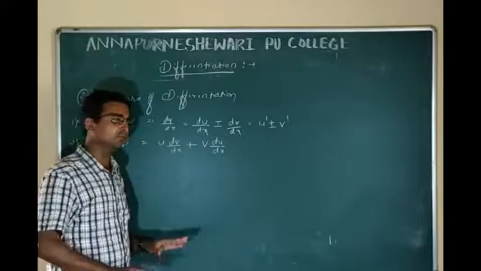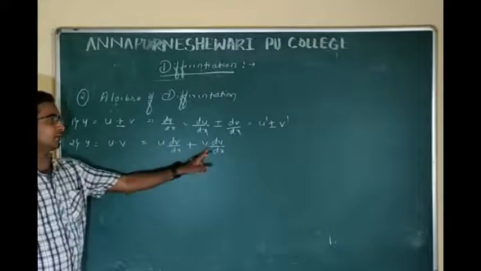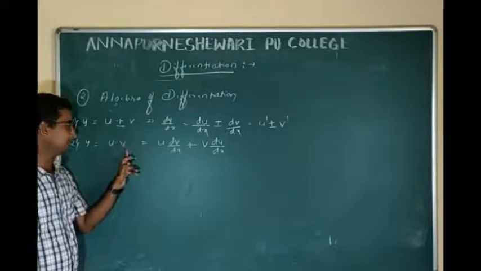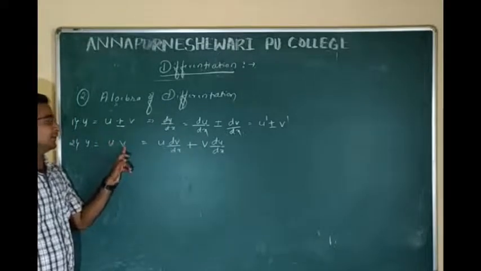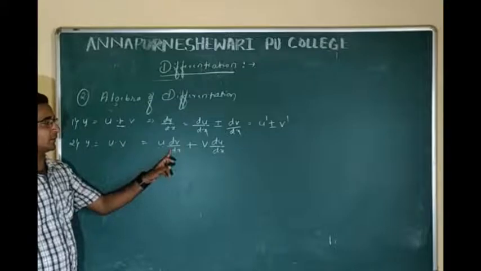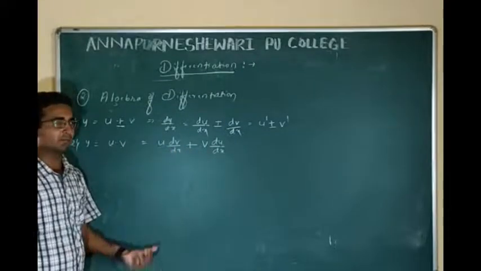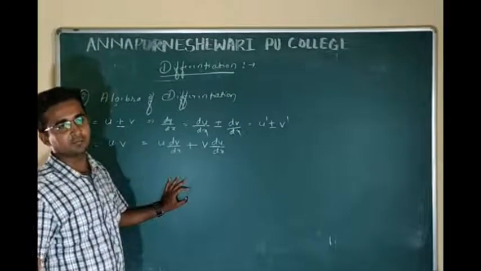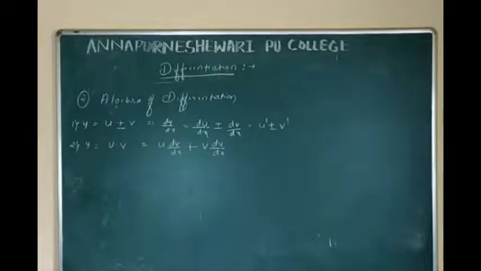Or else you can keep the second term as it is and differentiate the first term with respect to x, then plus, keep the first term as it is and differentiate the second term. Because in between you have the plus. Because 1 plus 2 is 3, 2 plus 1 is also 3. Don't worry, the terms will not get changed. Okay.